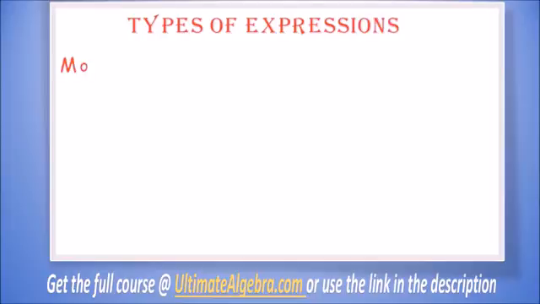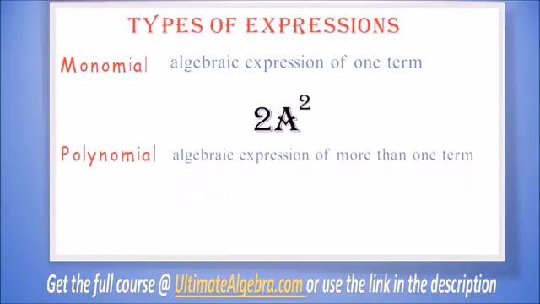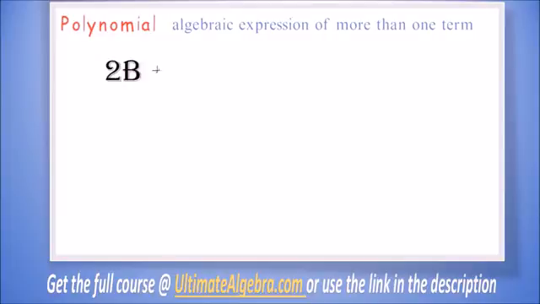Types of expressions. A monomial is an algebraic expression of one term. So when we have a single term like 2a squared, this is just one term. It has no plus or minus sign or anything else. A polynomial is an algebraic expression of more than one term. Example: we have 2b plus 3a. There is more than one term in this expression, so it's a polynomial. The terms are 2b and 3a.